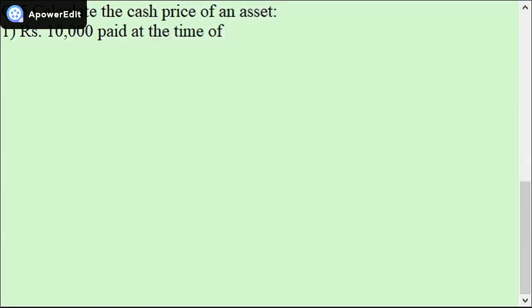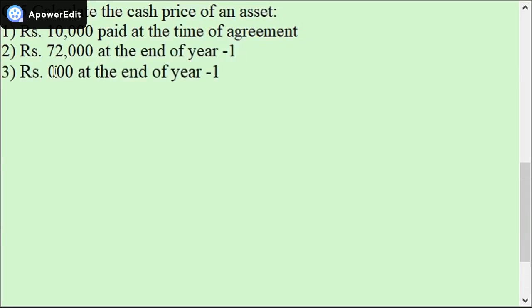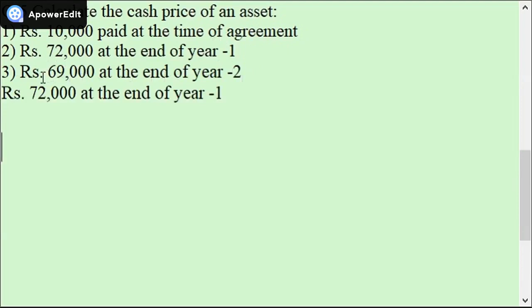Calculate the cash price of an asset. Rupees 10,000 paid at the time of agreement. Rupees 72,000 at the end of first year. Rupees 69,000 at the end of second year. Rupees 66,000 at the end of third year.